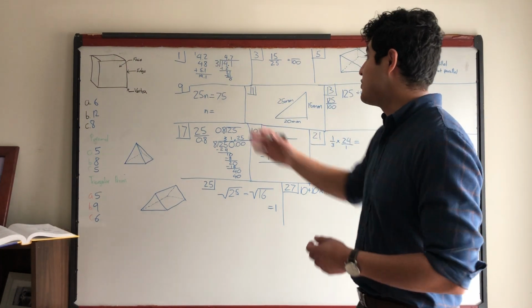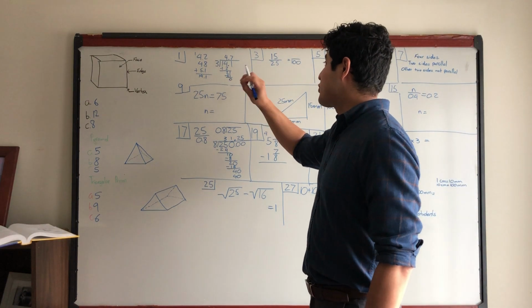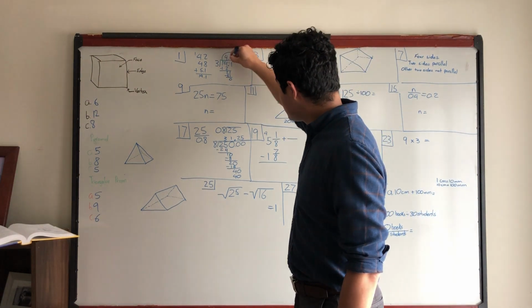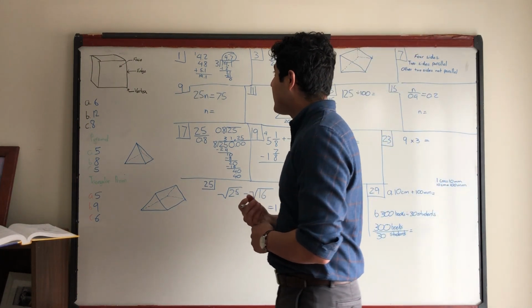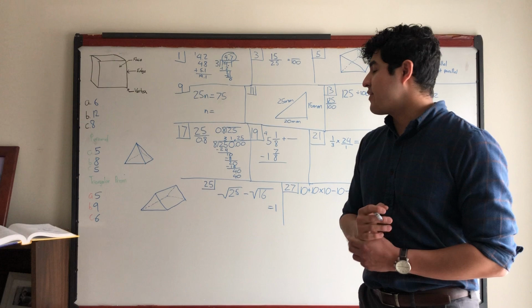Now I don't need to continue dividing or adding zeros because I have a remainder of 0. So our final answer is 4.7. The average of 4.2, 4.8, and 5.1 is 4.7.